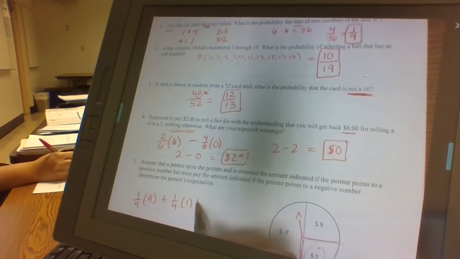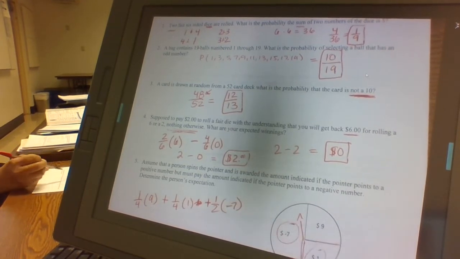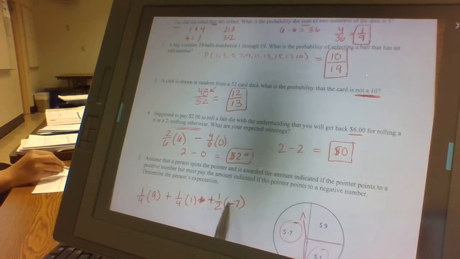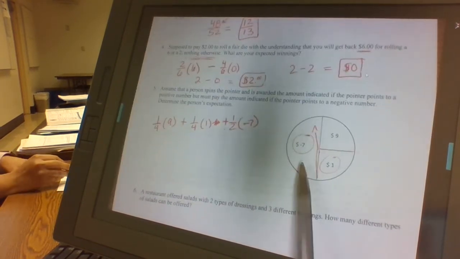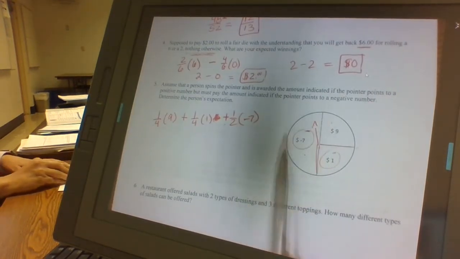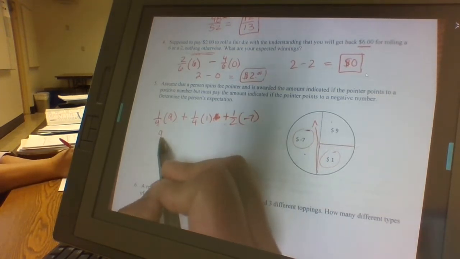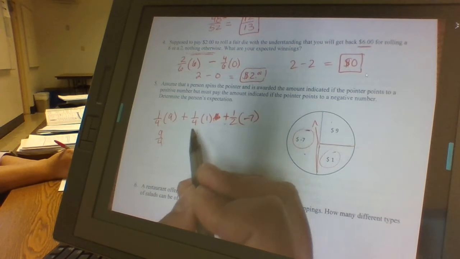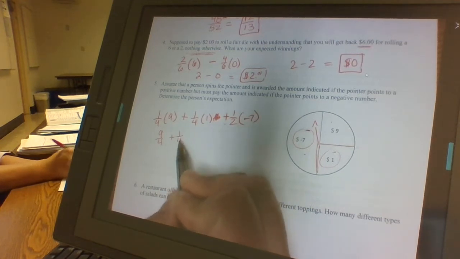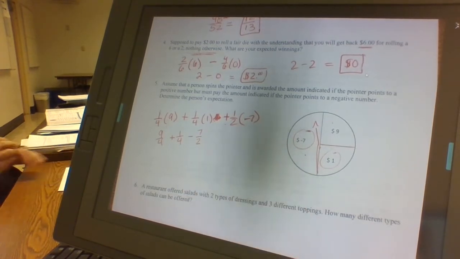Minus, or you could put plus 1/2, but because this is a -7, or you could put minus and make sure this is a +7. I think I did it differently in the notes, but you could put plus the 1/2 of the 7, but it's a -7. Now this becomes 9/4. This becomes a 1/4. And this becomes -7/2.